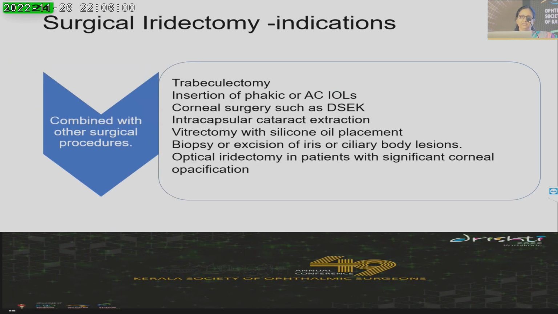Then it can be combined with other surgical procedures like trabeculectomy, phakic IOLs, DSEK, all these procedures. In order to prevent pupillary block, you can do a surgical iridectomy. Then along with biopsy of iris or ciliary body lesions and optical iridectomy.